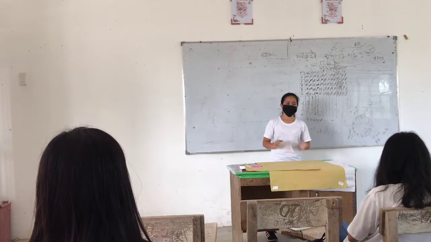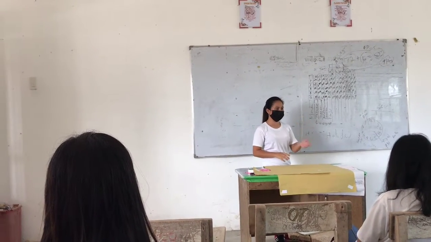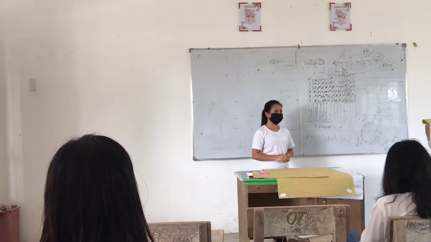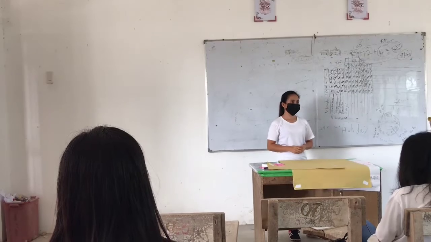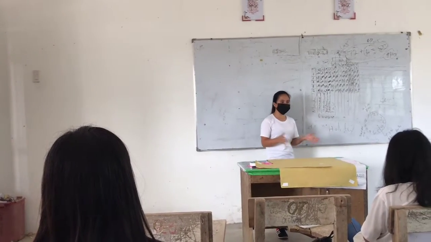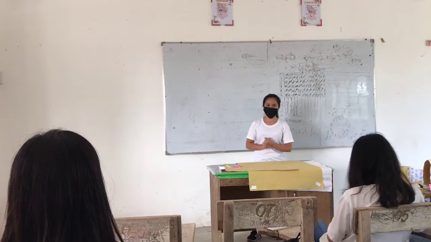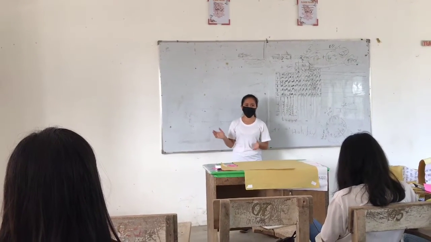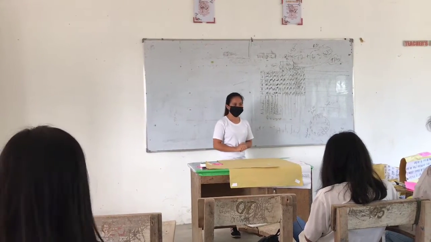Okay, last, what are the parts of the circulatory system? Erica? The parts of the circulatory system are the heart, blood, and blood vessels, mainly veins, arteries, and capillaries. Okay, very good. You really have listened to our previous lesson. So class, do you have any question regarding our previous class?